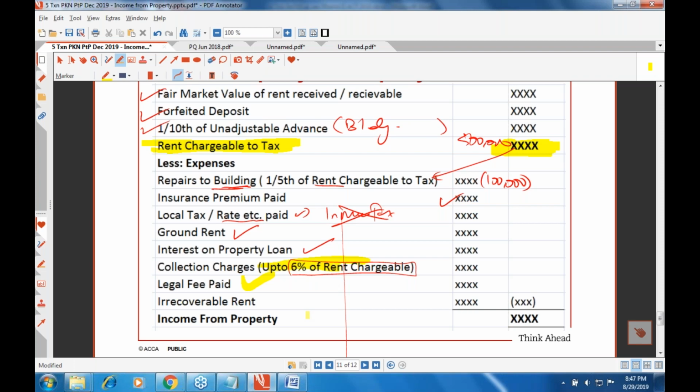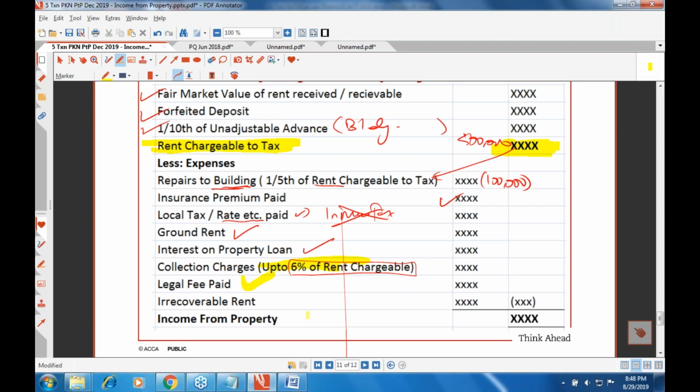So if there is a rent which has been charged to tax, which has been included in your income from property, and subsequently you are not able to recover that, you can claim that as an expense in your income from property. But for that, you would have to demonstrate that you have taken all the measures to recover it, and every single effort that you made was not worth it, and you unfortunately are not able to recover it anymore. Then you can claim it as an irrecoverable debt against the income from property and claim it as a deduction. It's only for the company. It's not for the individual.